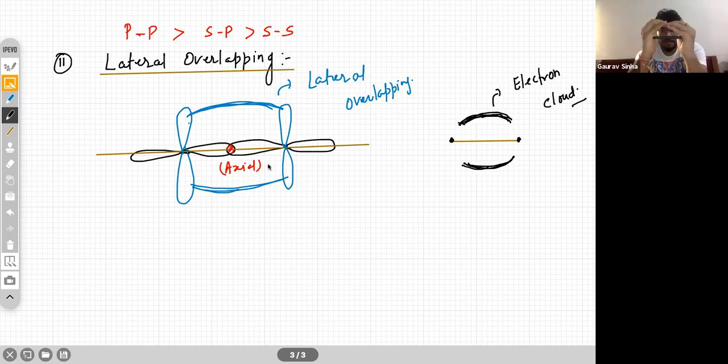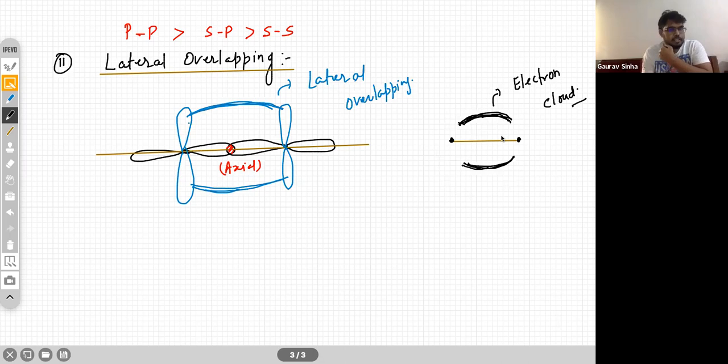When these two overlap like this, above and below also, this forms a pi bond. Can you imagine this? So we have a sigma bond like this, axial overlapping, and an electron cloud here, because of lateral overlapping, and an electron cloud here also below. This I have shown over.